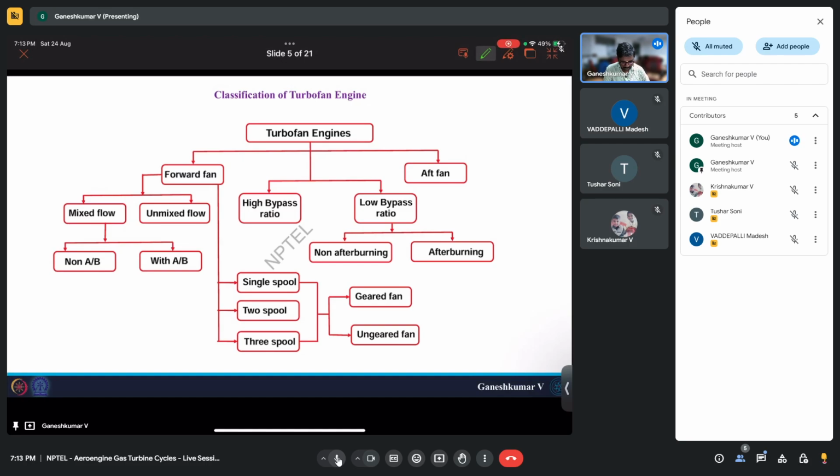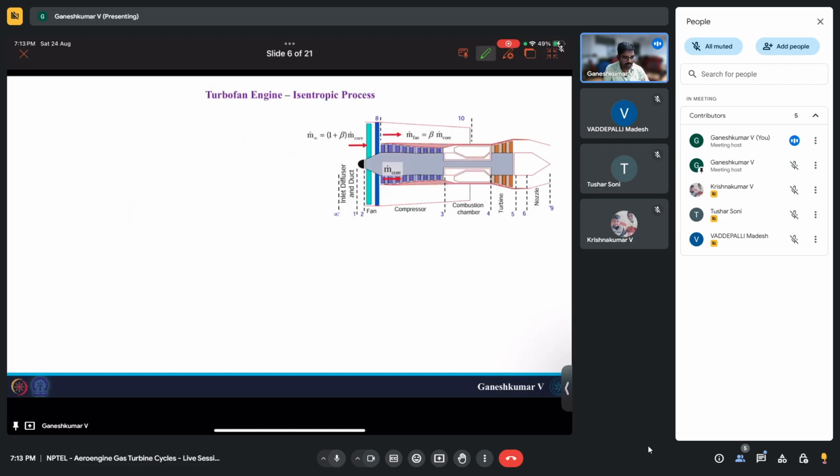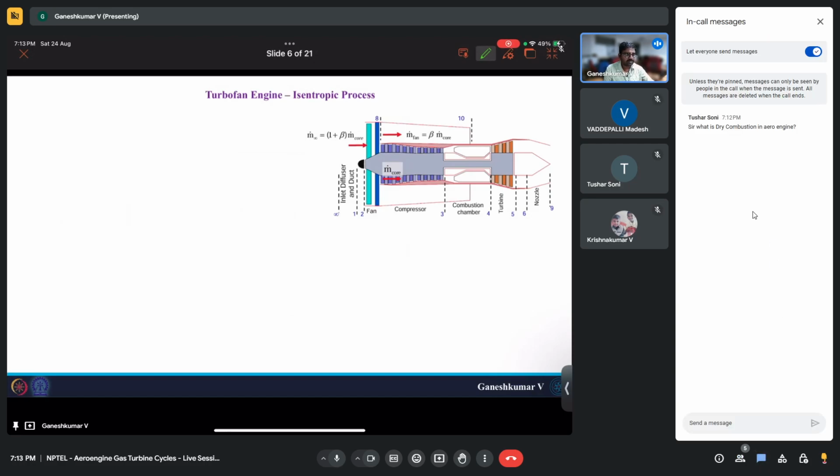All right, we have one question from Tusha. What is dry combustion in an aero engine? Tusha, could you be more specific? What is it that you are asking? Dry combustion. Sir, I saw before this meeting that the Kaveri engine in India is doing dry combustion with higher efficiency.